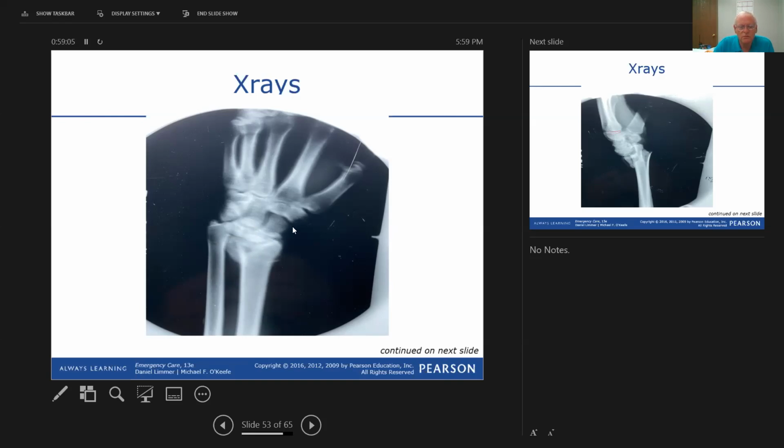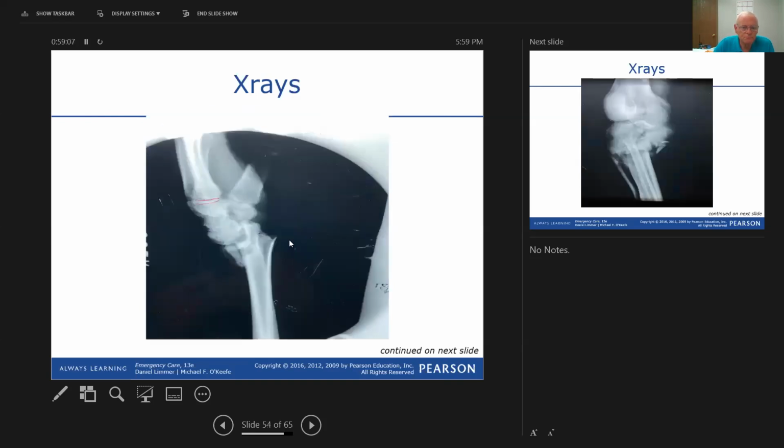This next one is a fractured wrist. And you can see how sharp the bone end is. Okay, it's easy to see why broken bones can damage soft tissues, whether it's skin, muscle, nerve, blood vessel, whatever, okay? Sharp bone ends.